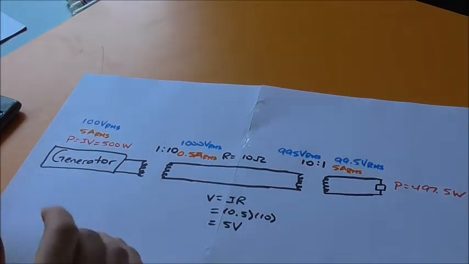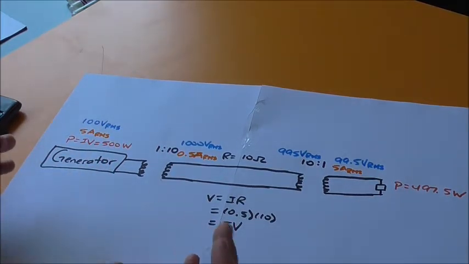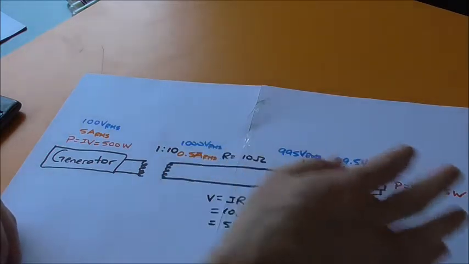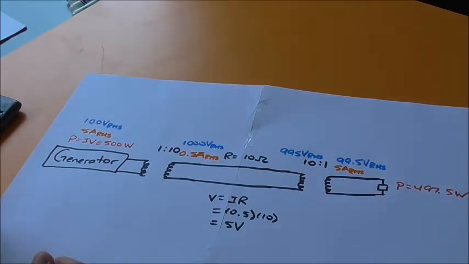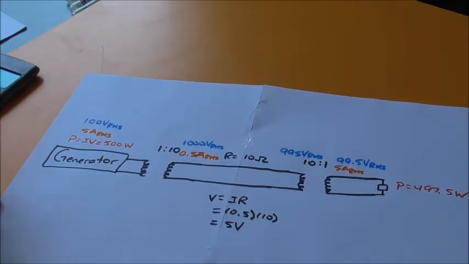Now because the current and voltage is relatively small, the difference between the two is not amazing. I mean 497.5 versus 475, but as the currents and the voltages increase, then the difference between the two will also increase as well. So this is a way that was designed to reduce the amount of power loss and make power transmission more efficient.